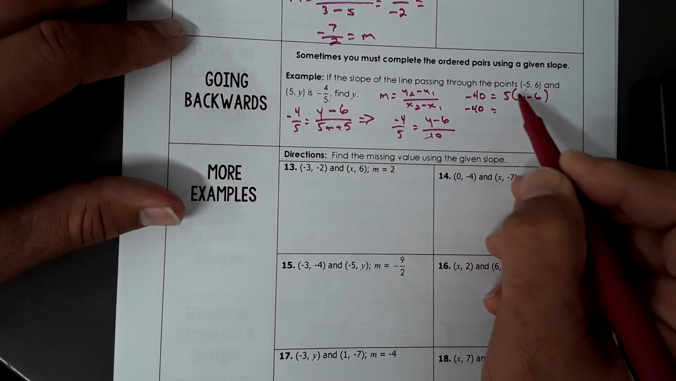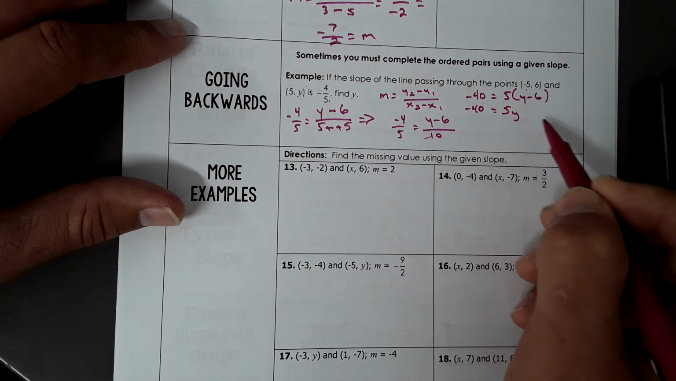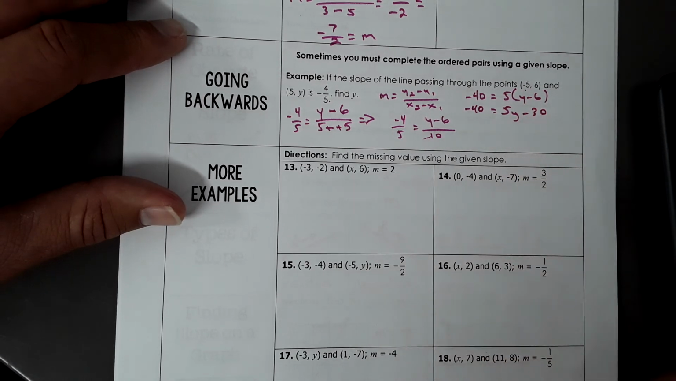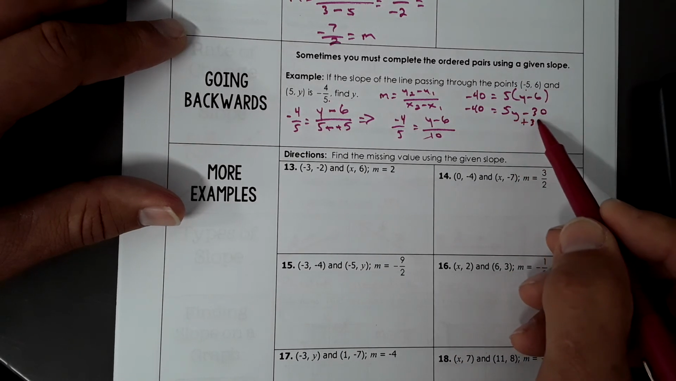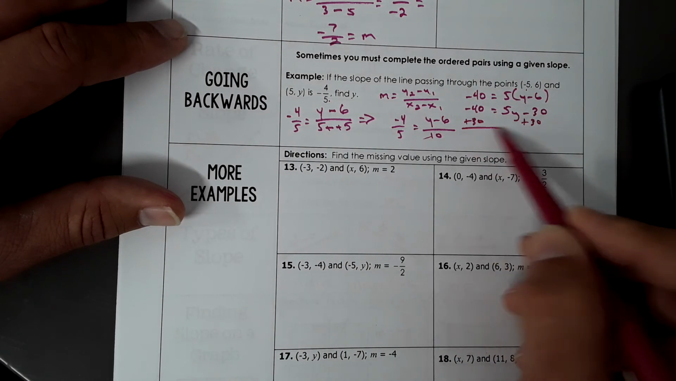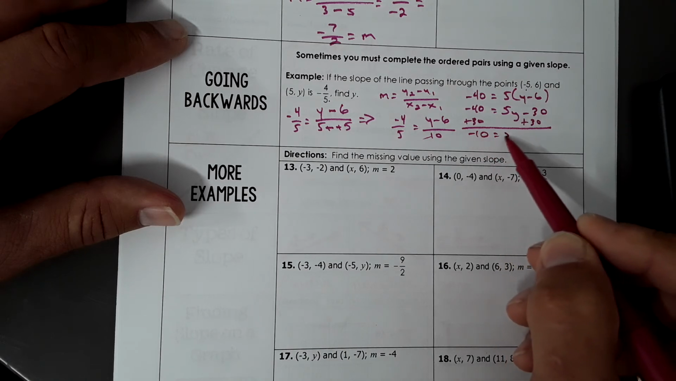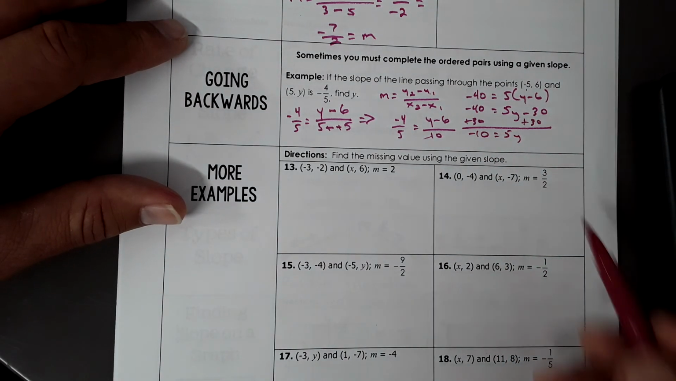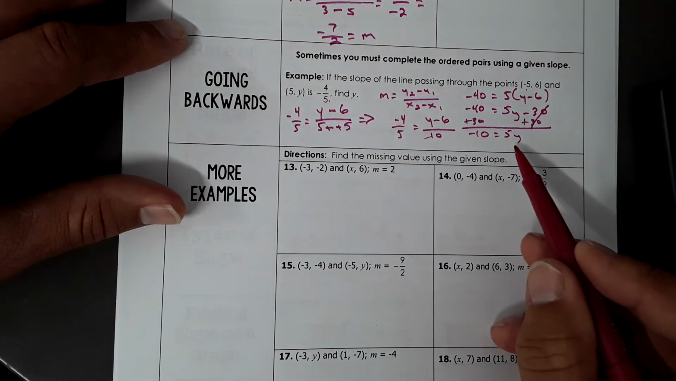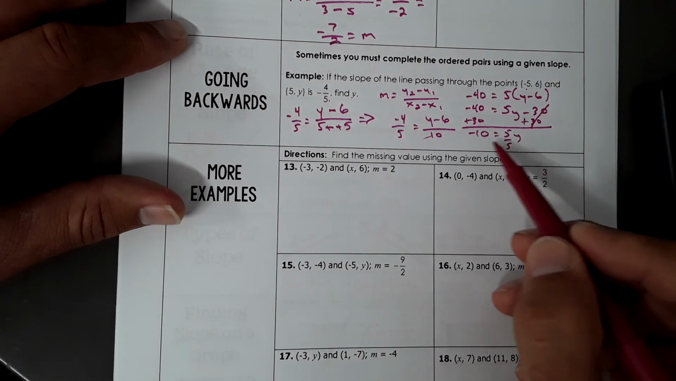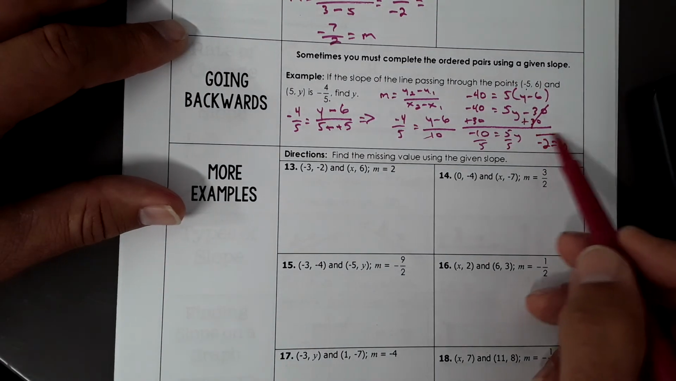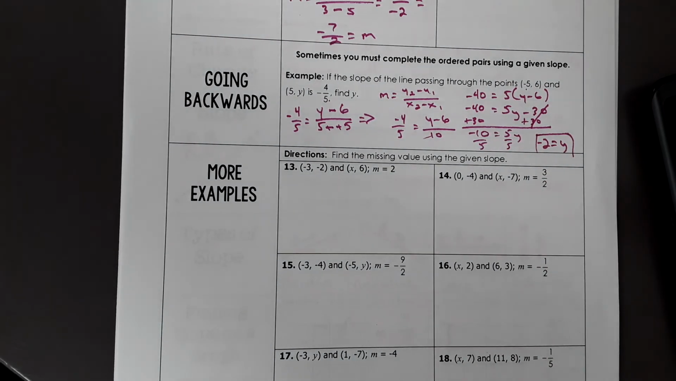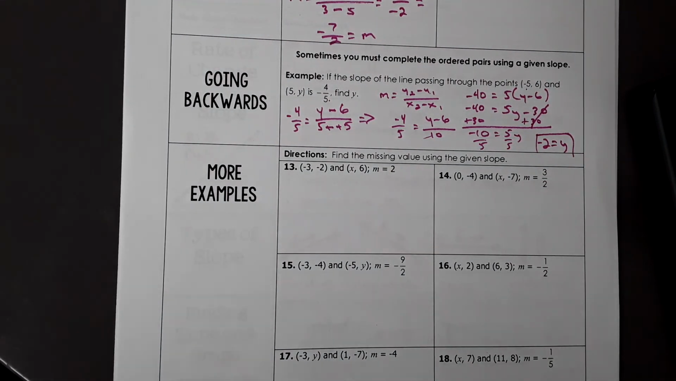So I'm going to distribute. 5 times y is 5y, and 5 times -6 is -30. Solving for y, I'm going to add 30 to both sides, and I'm left with -10 equals 5y. When I divide by 5, I get -2 is equal to y, and there's my missing number. Okay? So I'm going to work one more like this.